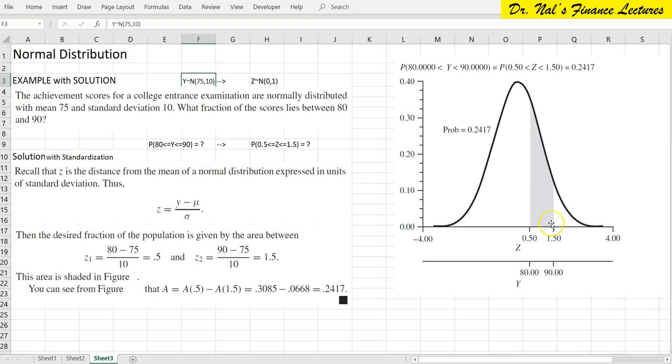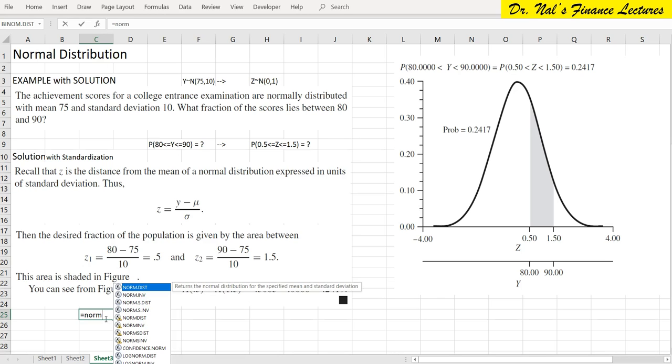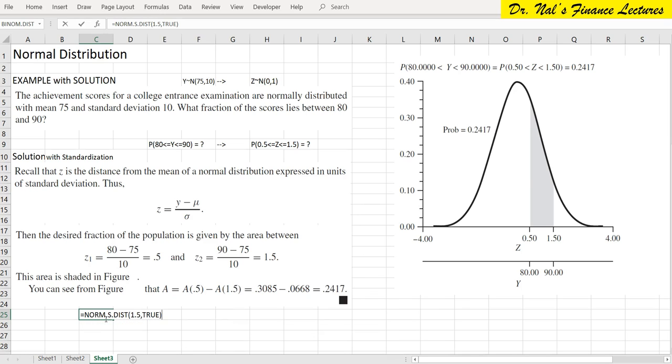I would have rather done it to the left. So the area to the left of 1.5, this whole area, subtract from it the area to the left of 0.5, that will give you the dashed area. Right, so let's do it that way using Excel. Excel has this super cool formula called NORM.S.DIST. So Z is 1.5, and you want cumulative true. From that, we want to subtract NORM.S.DIST of 0.5, because it's already standardized, and this is true as well. And boom, that gives you the same probability.